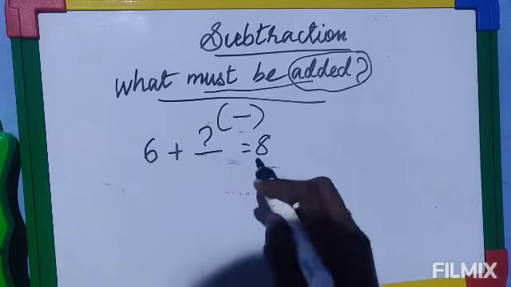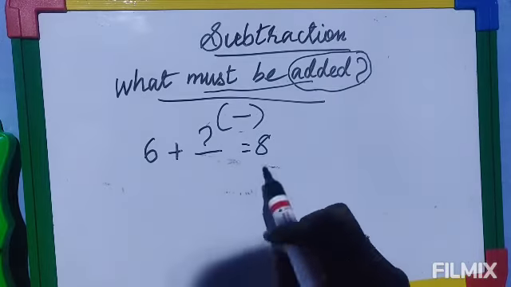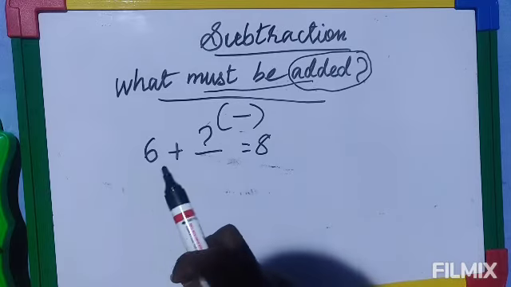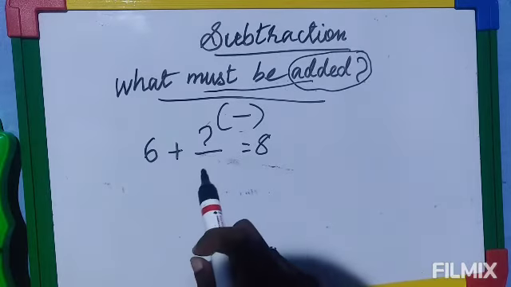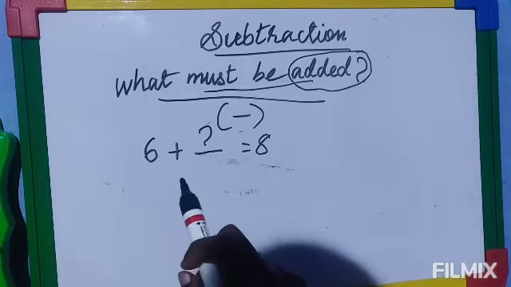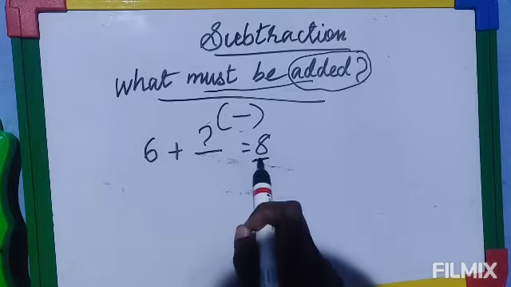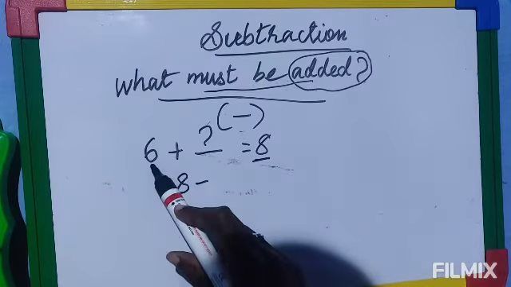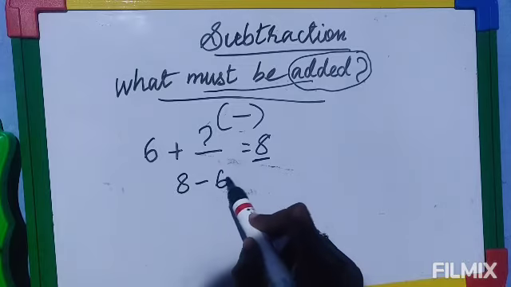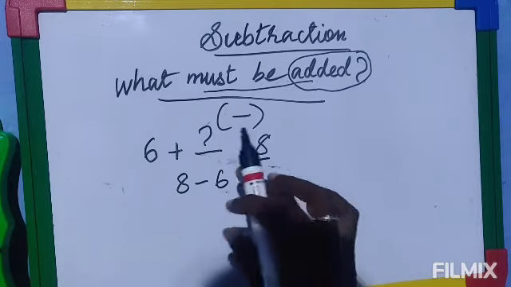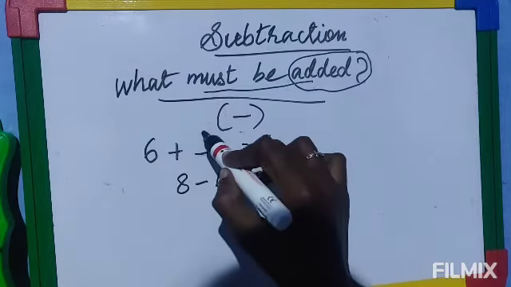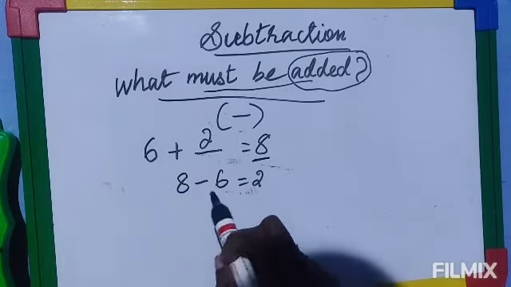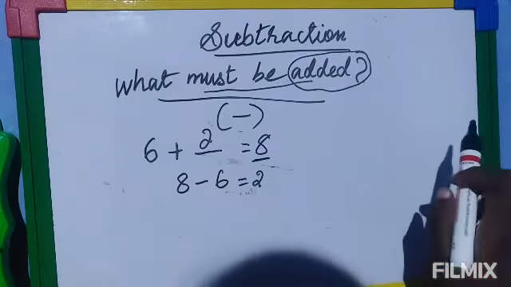So how to put this? I told you to minus. So from 6 you will minus 8. But think now. I told you when you minus, you have to use the big number first. What is the big number here? 8 is the big number. So from 8 you minus the small number 6. 8 minus 6 you will get 2. So the answer is 2. If you add 2 with 6 you will get 8. So if it is given what must be added, you have to do it like this.